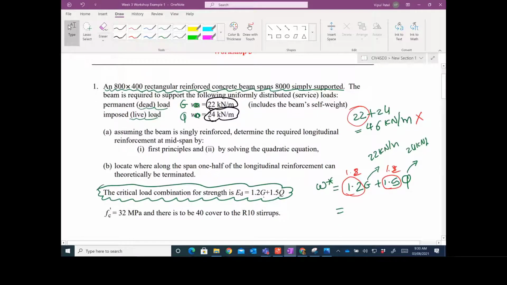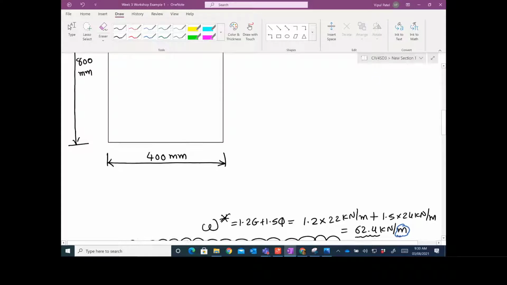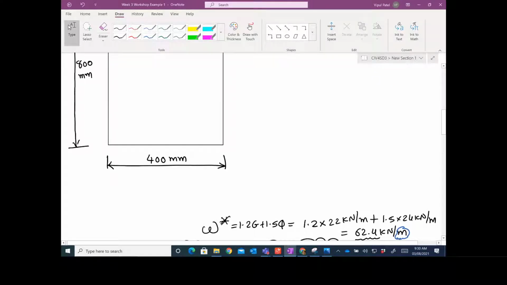It says that FC dash is 32 megapascal, cover is 40, R10 stirrups. Determining the required longitudinal reinforcement. So we don't know the reinforcement here. We need to find that reinforcement from our example, but we don't know what reinforcement we have. So that's okay. That's fine. We will go from there without the reinforcement.